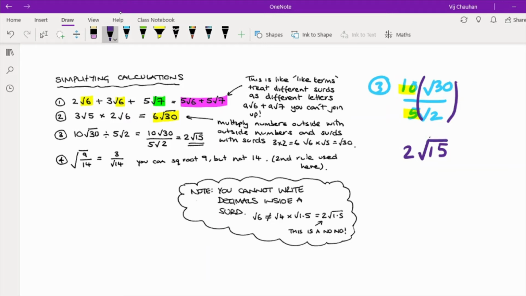Is there a square number that goes into it? No, there isn't. So that there is my final answer. Looking at example 4, we've got the square root of 9 over 14.